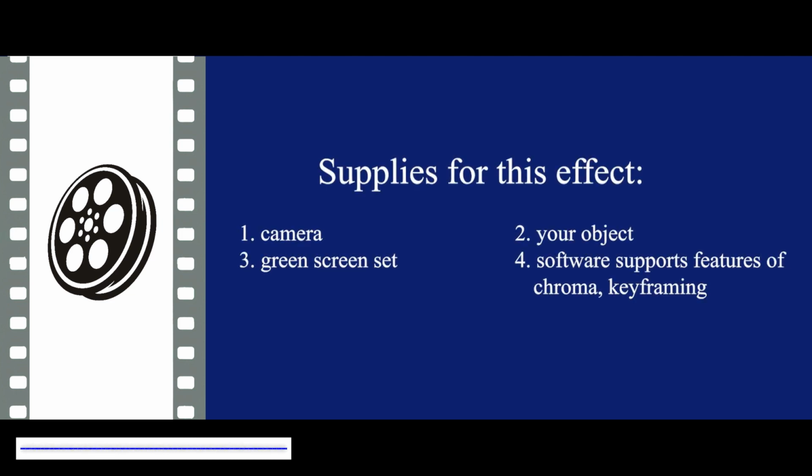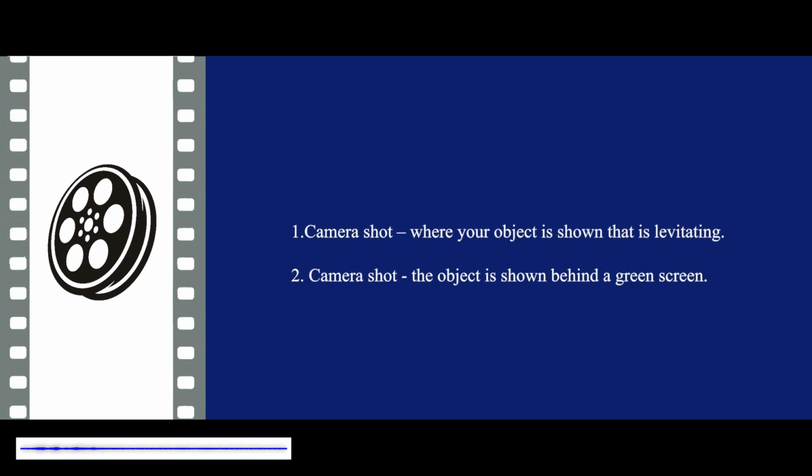Levitating objects using a green screen is another great way to make your object move on its own. This is a list of what you need to create for this effect. How to create this effect? This is a list of the camera shots you will need.